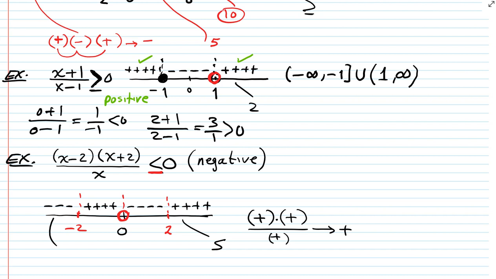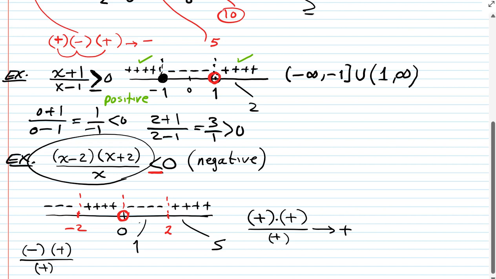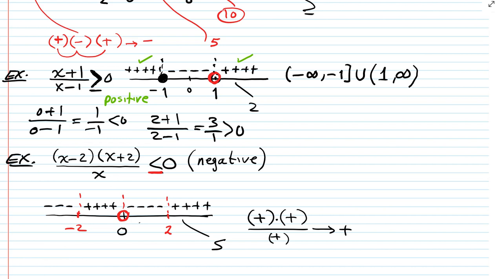You see that? Without picking test points. Or you're welcome to pick a test point. Pick, for example, 1 here. Plug it in. 1 minus 2 is negative. 1 plus 2 positive over 1 positive. Negative times positive is negative. Divided by positive gives you negative. You see that? So you can choose a test point, but you don't have to for these. The ones I'm doing anyway.